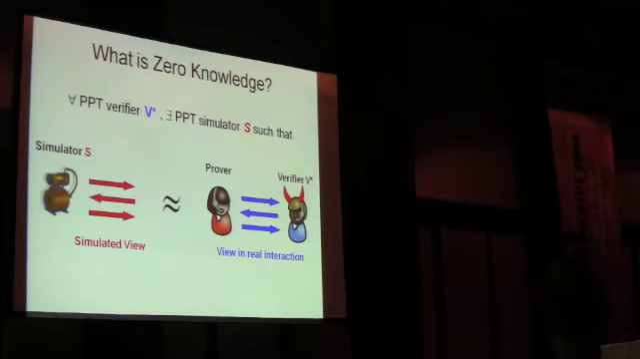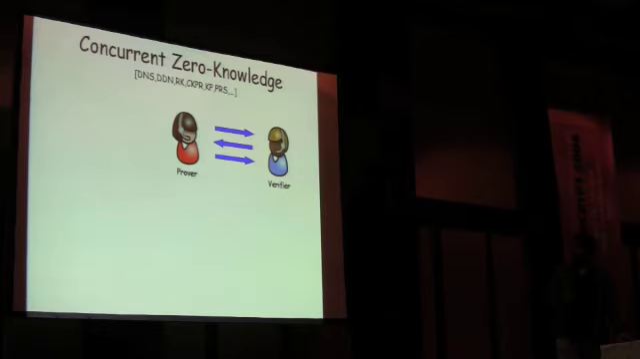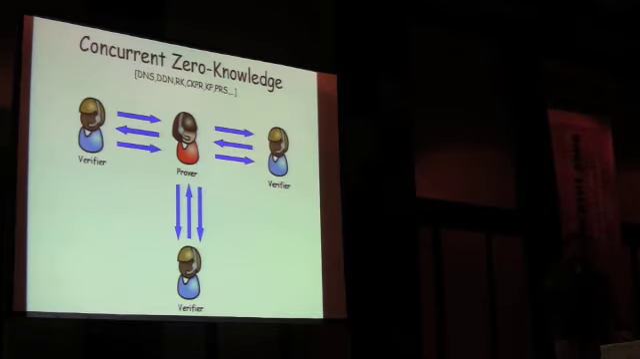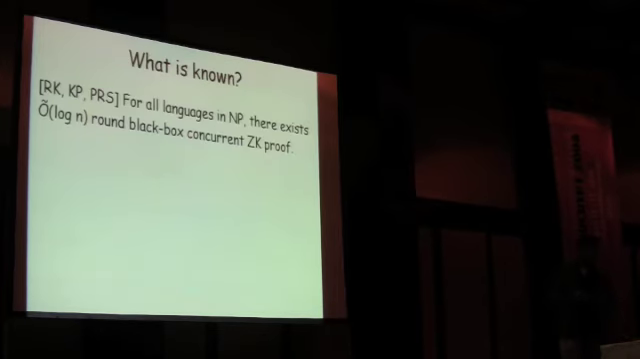indistinguishably. Now, in the era of the internet, everyone is not just concerned with standalone protocols, they want the concurrent setting, so we're also going to be concerned about concurrent zero knowledge. In concurrent zero knowledge, there's not just one verifier, but multiple verifiers. Now, what's known in this field? The best known black-box protocol for this was given in a series of papers. The best known is the order log n round protocol.